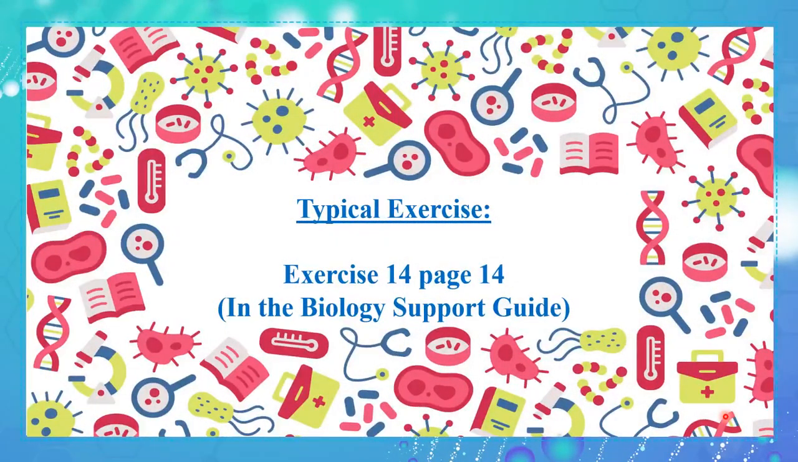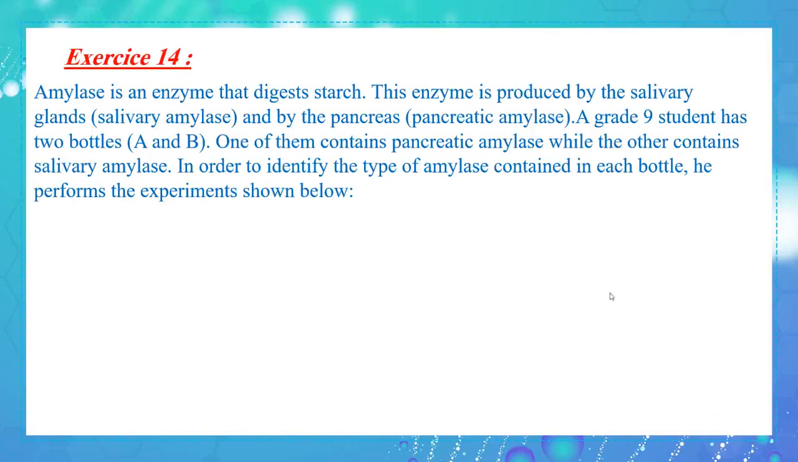We will start with exercise 14, page 14 of your biology support guide. Amylase is an enzyme that digests starch. This enzyme is produced by the salivary glands, salivary amylase, and by the pancreas, pancreatic amylase. A grade 9 student has two bottles, A and B. One of them contains pancreatic amylase while the other contains salivary amylase. In order to identify the type of amylase contained in each bottle, he performs the experiments shown below.